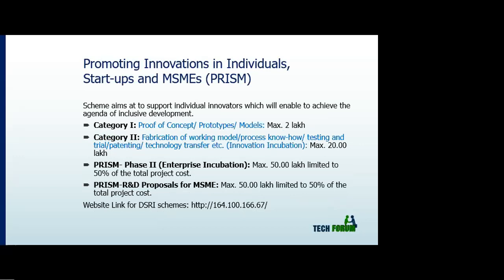We'll move to promoting innovations in individuals and startups. This scheme has two clear categories. One, proof of concept, prototype and models. Then category 2, fabrication, working model, process control flow testing. Your application should cover that specific area. The limits are 2 lakh and 20 lakh. If you have a project level research, there are 50 lakhs or 50% of project cost, whichever it is. This is for industry as well as research institutes.